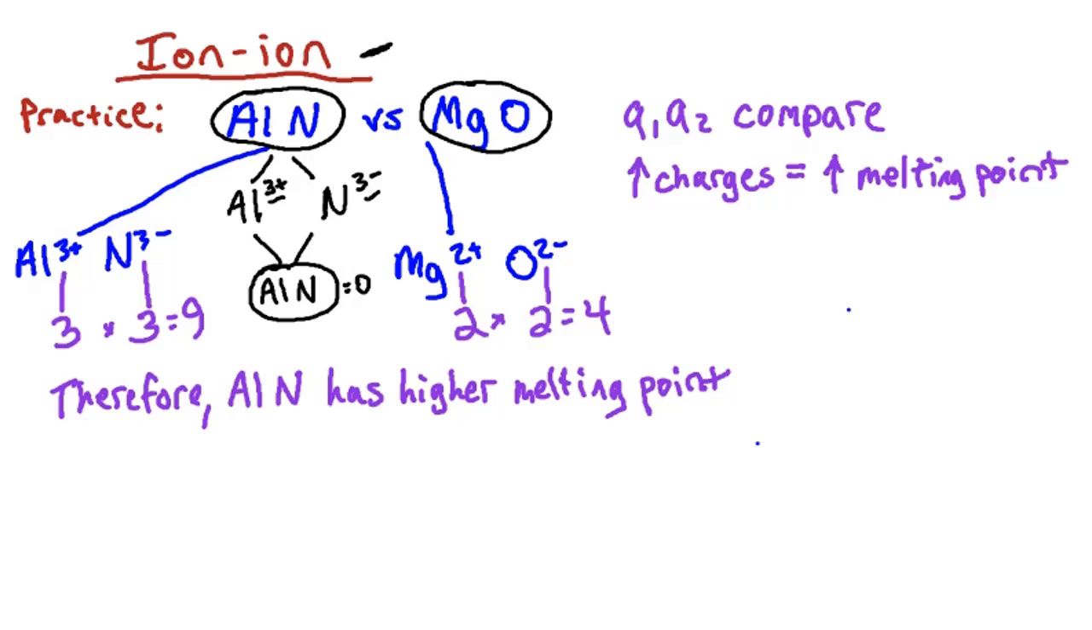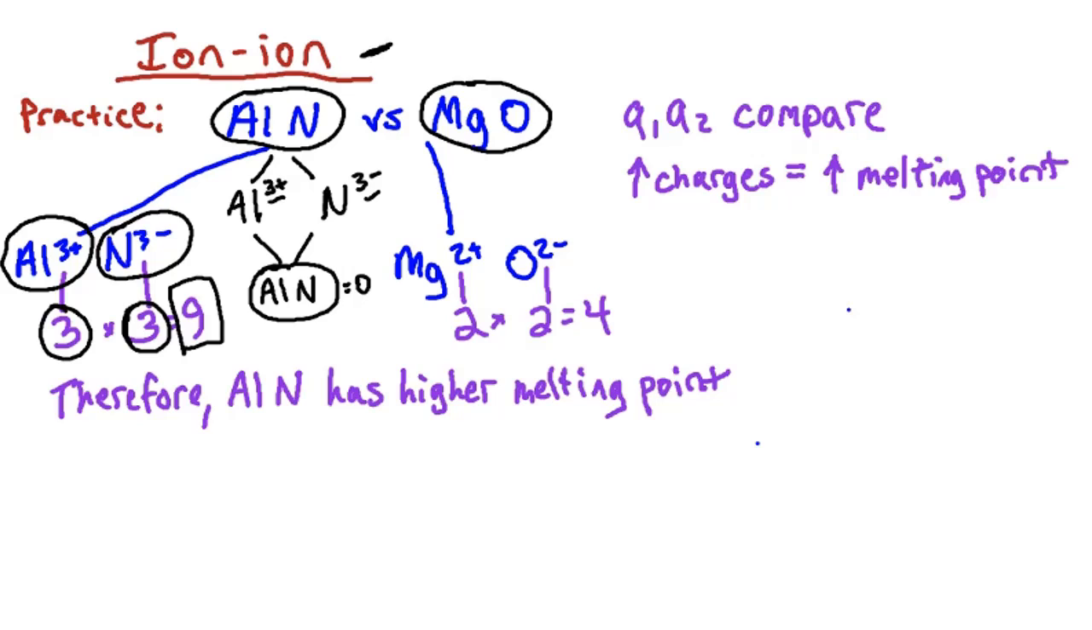But if you keep those broken apart, we have aluminum, which is 3 positive, and nitrogen, which is 3 negative. And if you multiply those two 3's together, forget the negative and the positive, just take the number itself. Aluminum has a 3 charge, nitrogen has a 3 charge. Yes, it's negative, but we're ignoring the signs. We're just taking the numbers, the 3, and you multiply them together, you get 9.